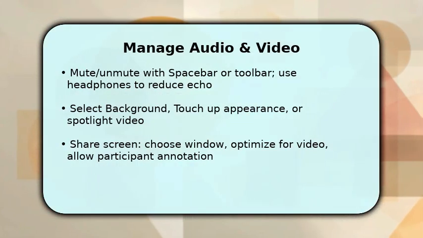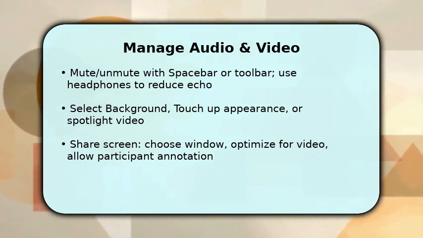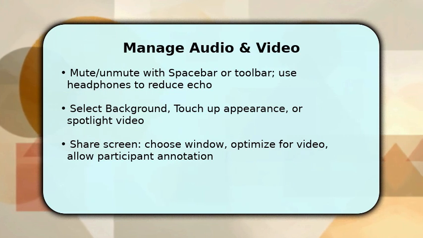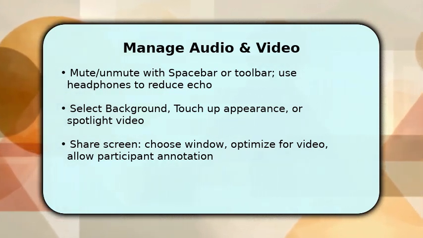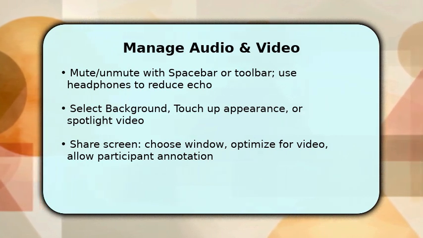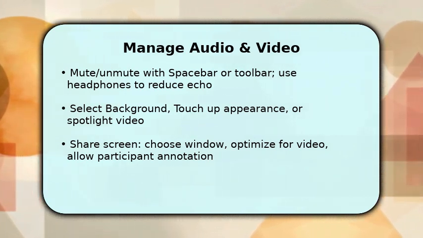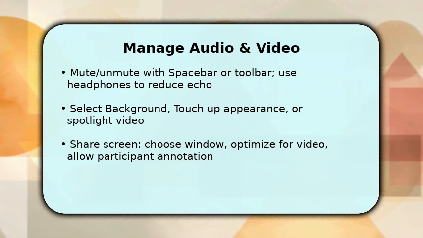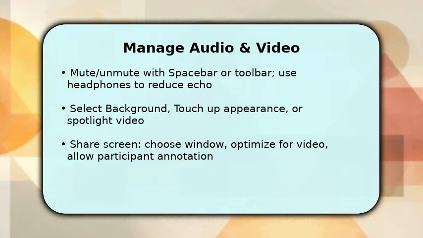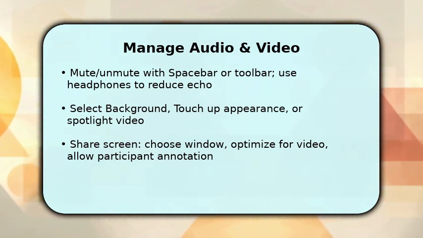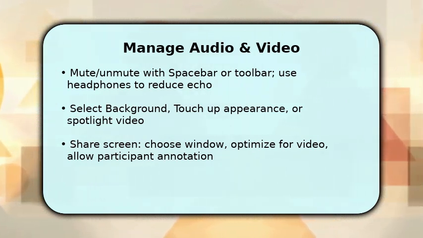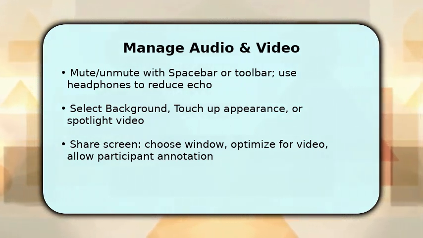Once in session, manage audio and video proactively to maintain clarity for everyone. You can mute and unmute with the toolbar or press and hold spacebar for quick talk bursts. Use headphones to avoid echo. For video, pick a virtual background or enable touch-up to look sharper. Spotlight if presenting. When sharing, pick the specific window or application and tick Optimize for video if it includes motion. Allow participant annotation only when you want collaborative marking.